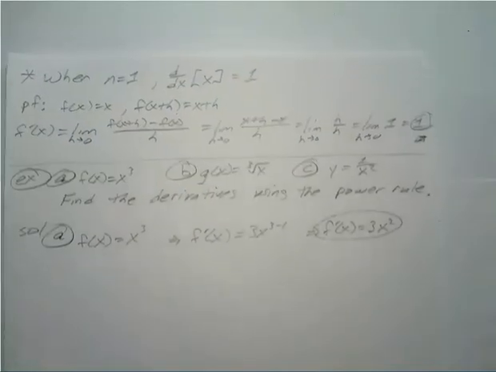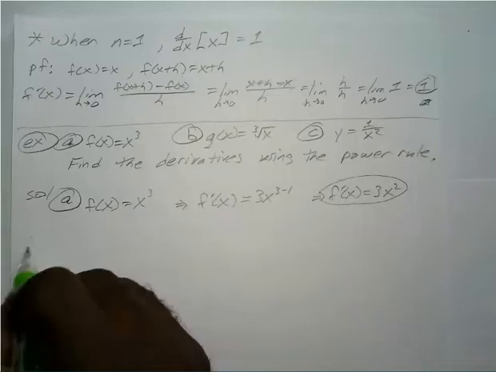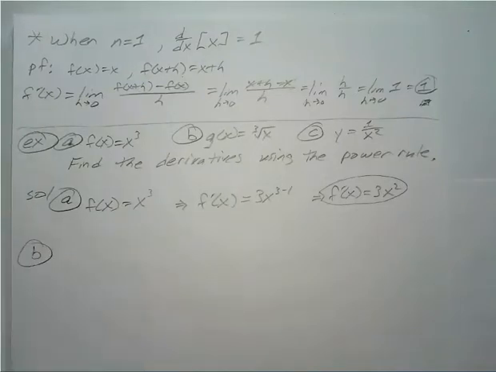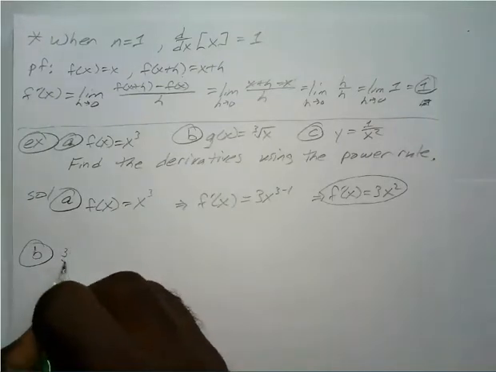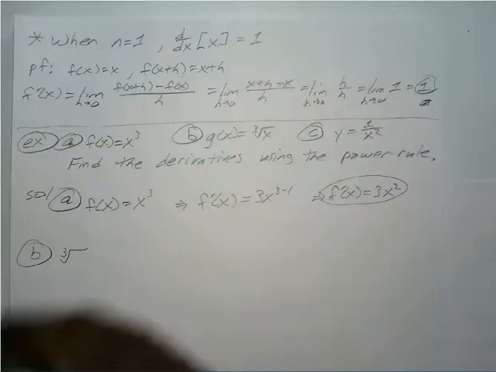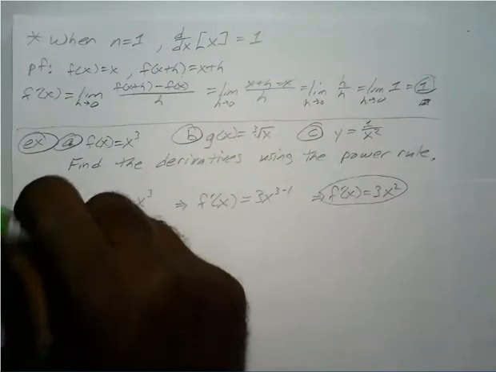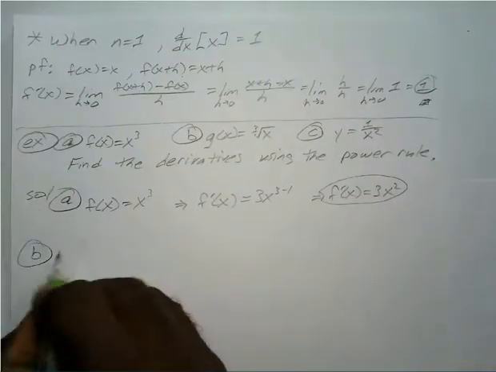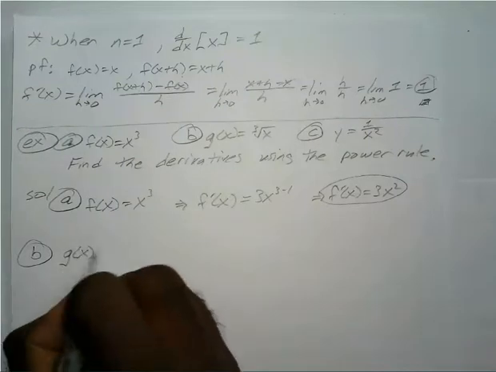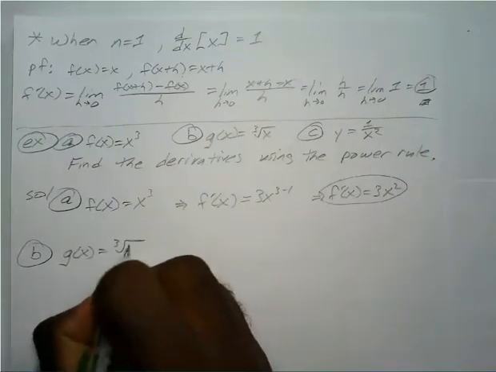Alright, so let's look at problem B. g of x equals cube root of x. Forgot to write my g of x. Okay, so g of x equals the cube root of x.